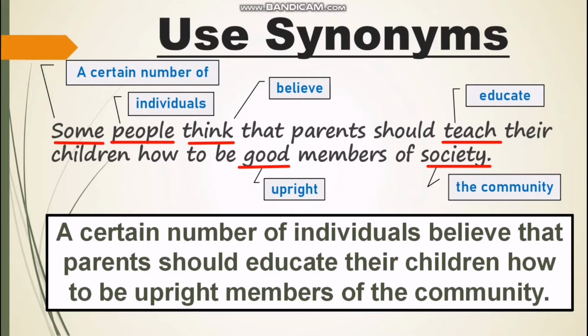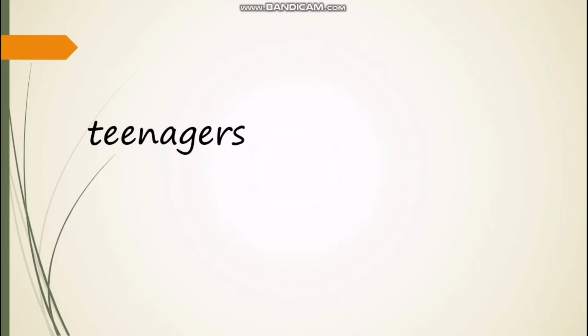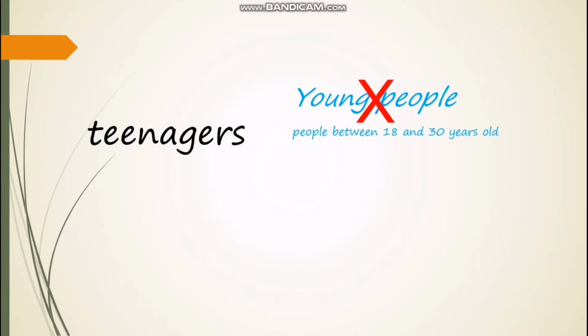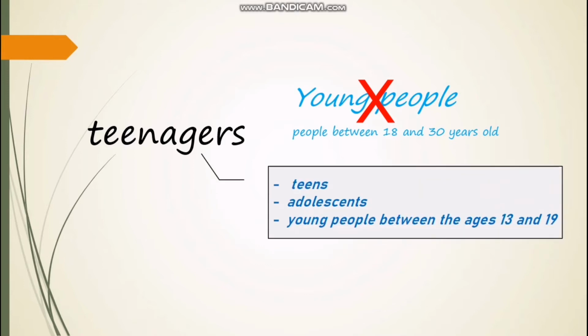Let's say the word teenagers. Some students replace this word with the phrase young people. But do you know that it's wrong? Young people by definition are people between the ages 18 and 30. So, using young people to replace teenagers is not correct. Instead, you should use teens, adolescents, and number 3, if you really want the phrase young people because it sounds good, you write young people between the ages 13 and 19.